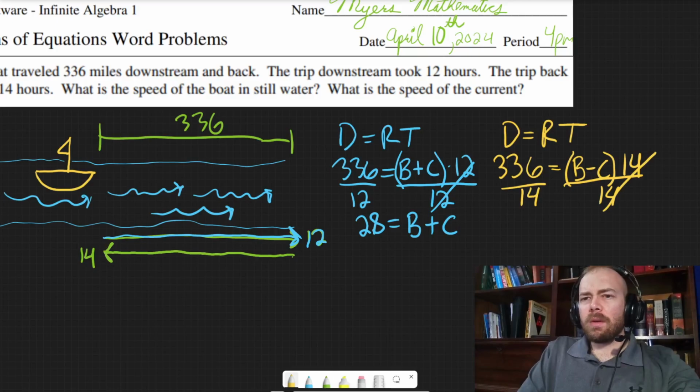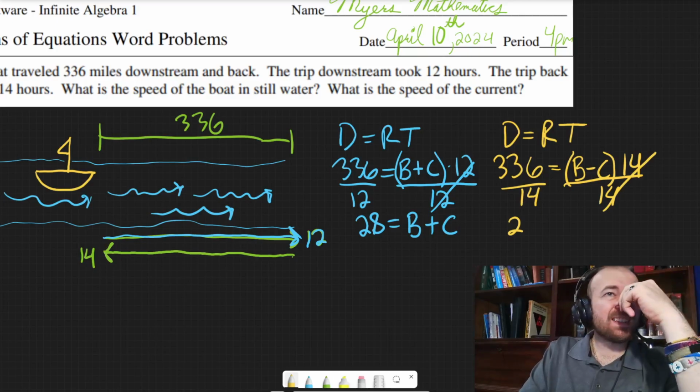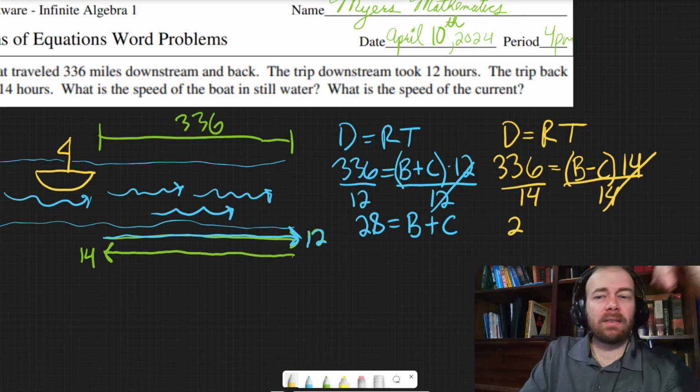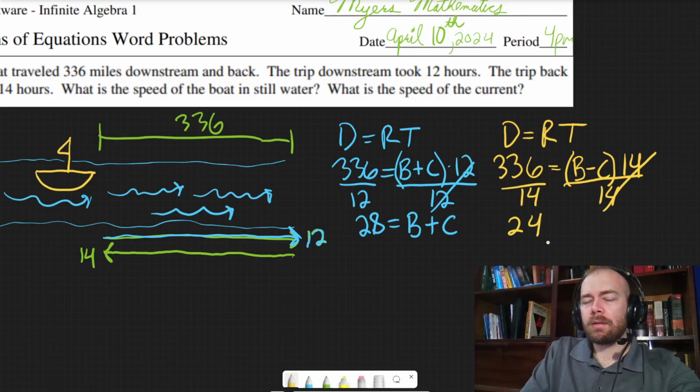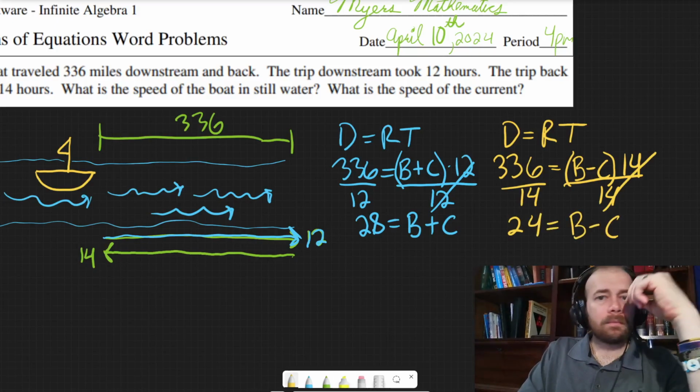So 14 would go in twice without going over. That'd be 28, so I'd have 5 left over, and then 56. 14 times 4? 4 times 4 would be 16, carry 1, 4, 5, 56. Yeah. So 24. Okay, so it worked. B minus C.